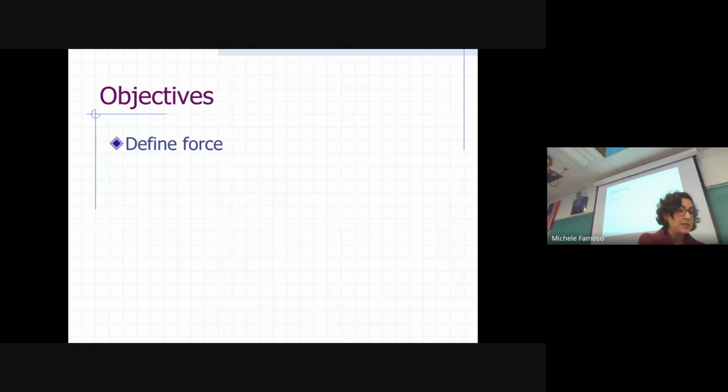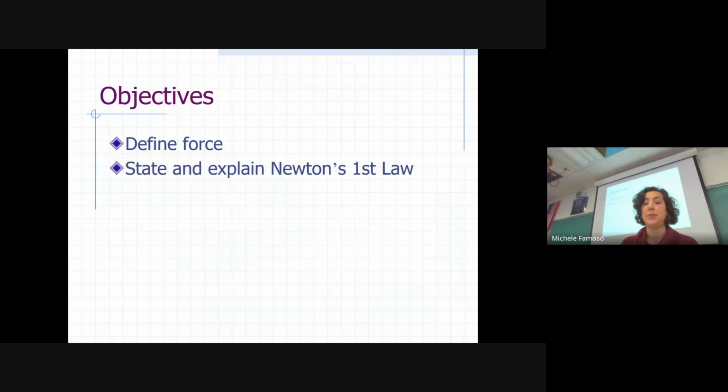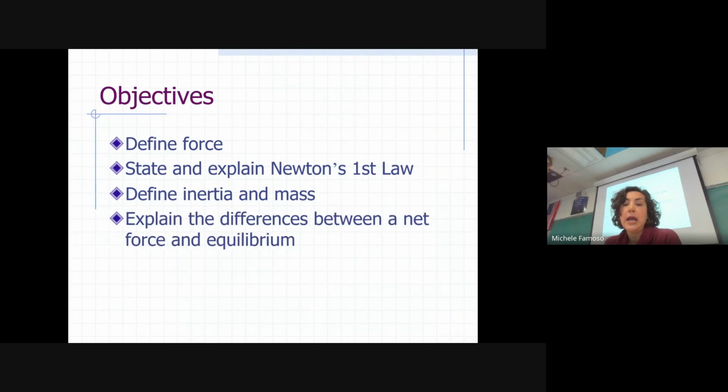What I'll ask you to do with this, it is a conceptual topic, so there are no math problems with this, even though we'll be looking at different symbols that we use to abbreviate things on our reference table. Of course, the whole rest of the course is about force. And I asked you that you needed to know for today what we meant by a force. So, of course, that's still applicable. But then I need you to be able to state Newton's first law and explain it to like a kindergartner. I'll then ask you to define the terms inertia and mass, and then explain the difference between something called a net force and something called equilibrium.